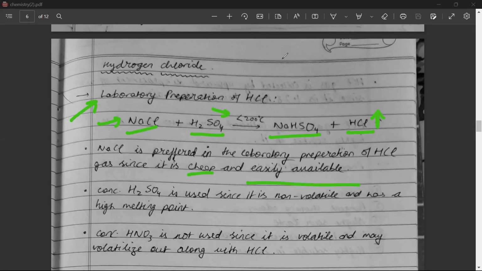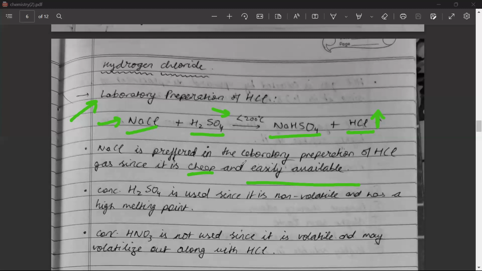In laboratory preparation of many chapters throughout the acids, these are very important reasons that have to be mentioned. See, for example, why is NaCl preferred? Why is concentrated H2SO4 used? There are very important keywords that you have to list in the exam papers. So for NaCl, why is it preferred in laboratory preparation of HCl? It is cheap and easily available.